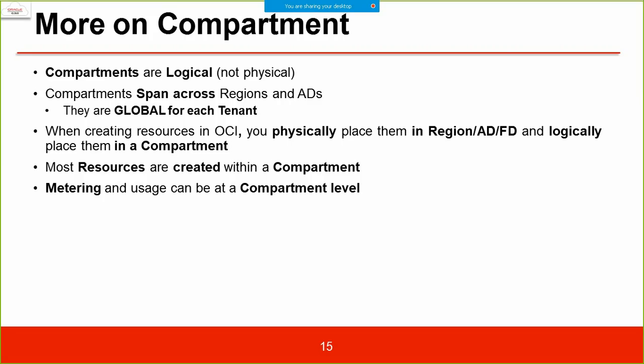When creating resources in OCI, you physically place them in a region, availability domain or fault domain, and logically place them in a compartment. So this is the relationship between logical grouping and physical grouping. Regions are physical. A compartment is a logical entity, so physical objects can be placed into one logical entity called a compartment. Most resources are created within a compartment, and metering and usage can be done at the compartment level.